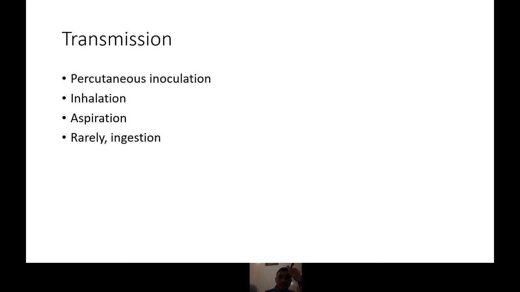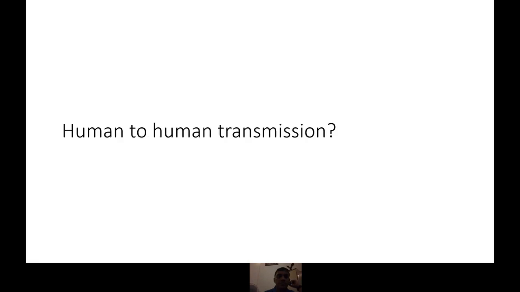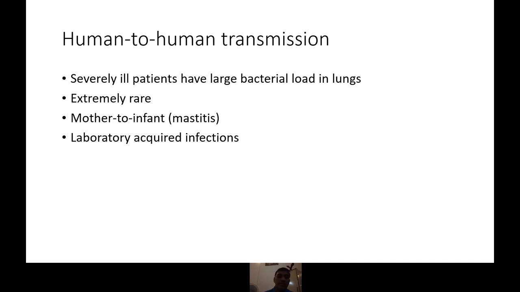So the transmission, as we discussed in the history, number one would be percutaneous inoculation through a skin wound or a prick injury, then inhalation, then aspiration during the tsunami, and also rarely injection can cause the disease. Is there human-to-human transmission? What they have found is that in patients with lung melioidosis, when they cough out sputum, there's a very high number of bacteria which can potentially infect another human being, but luckily it is very, very rare.